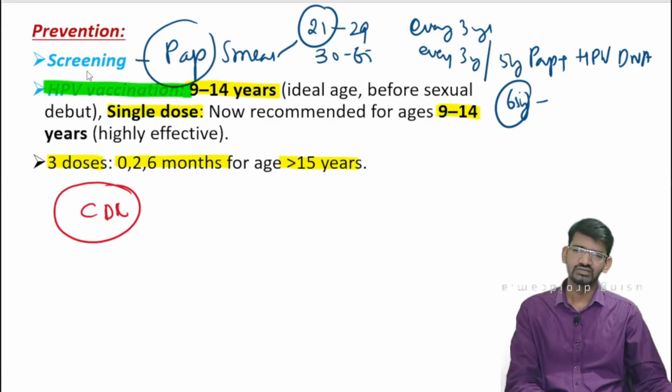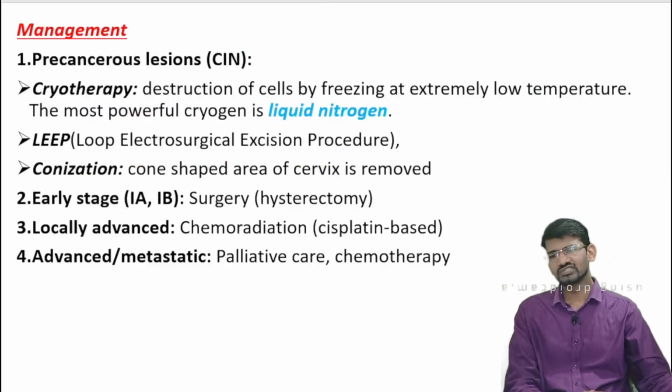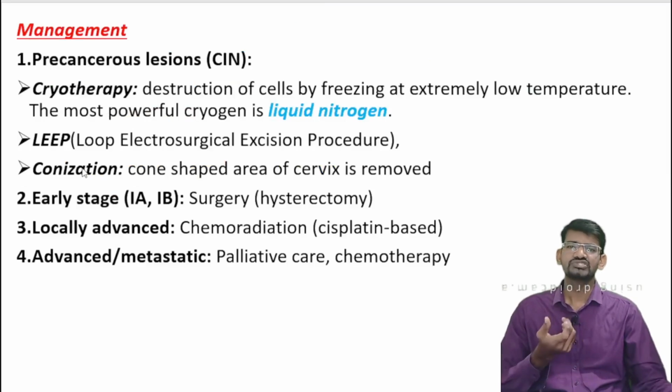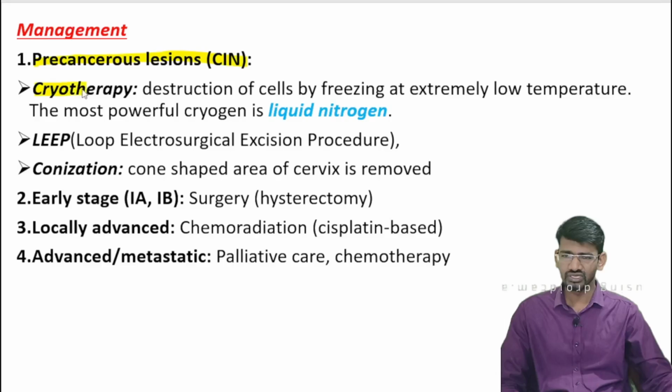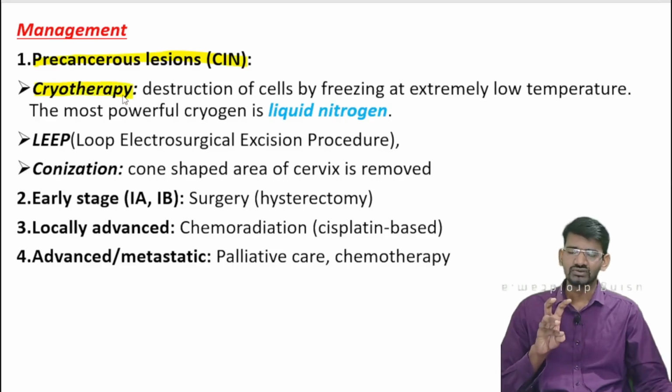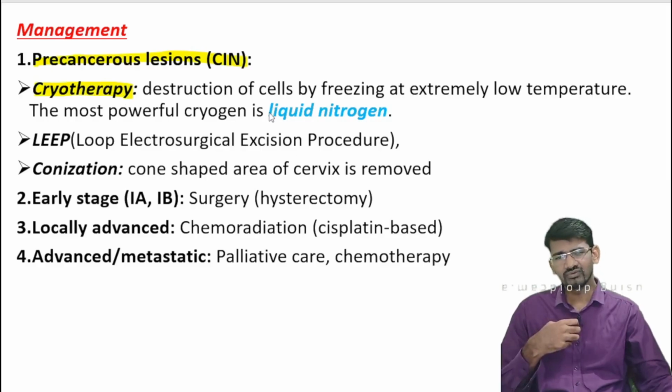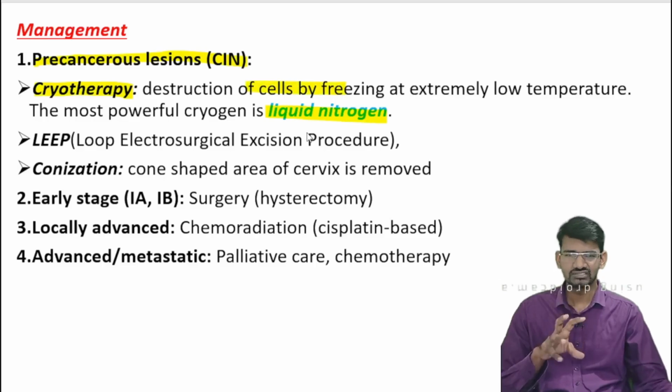So that is how we can prevent cervical cancer. Then coming to the management, it depends majorly on the staging. The stage of the cancer decides the treatment. In the precancerous stage or precancerous lesion, we can go with cryotherapy. Cryo means freezing. With a very low temperature, we freeze the cells so that the cells will die. With the help of liquid nitrogen, we freeze the cells, and the cancer cells will die. That method we call cryotherapy.